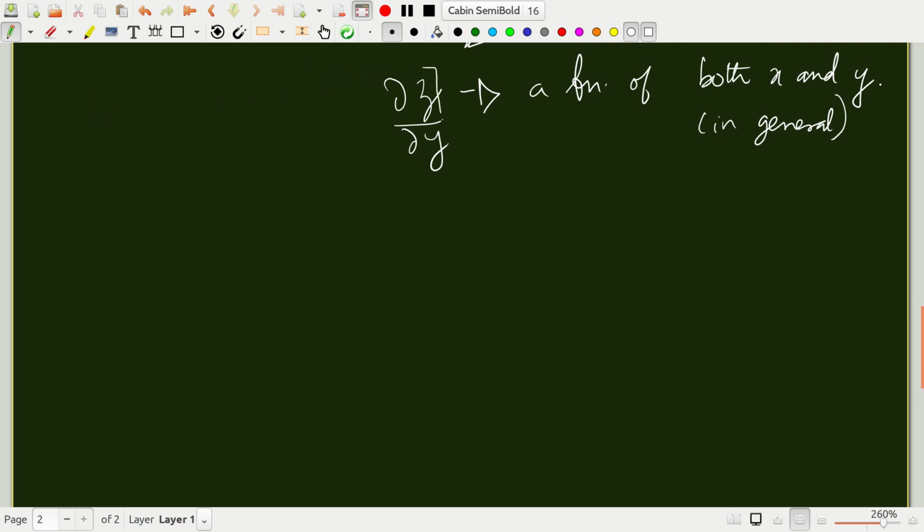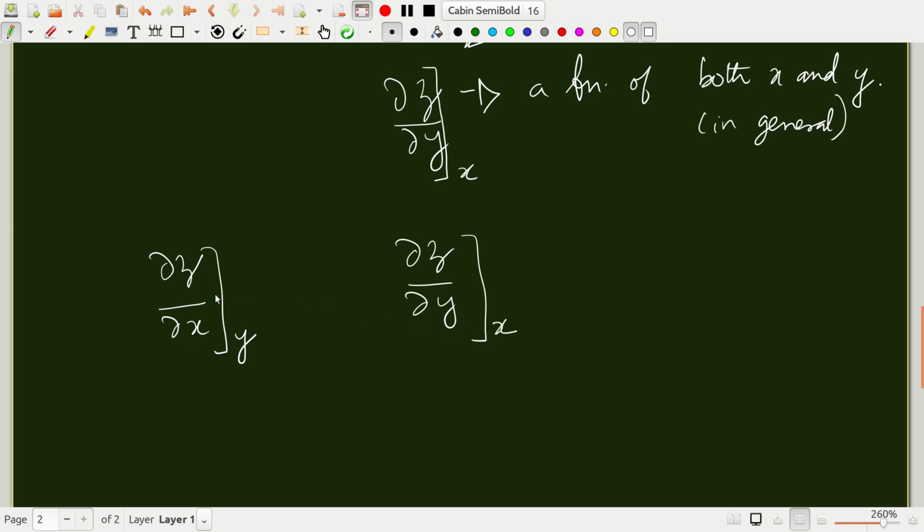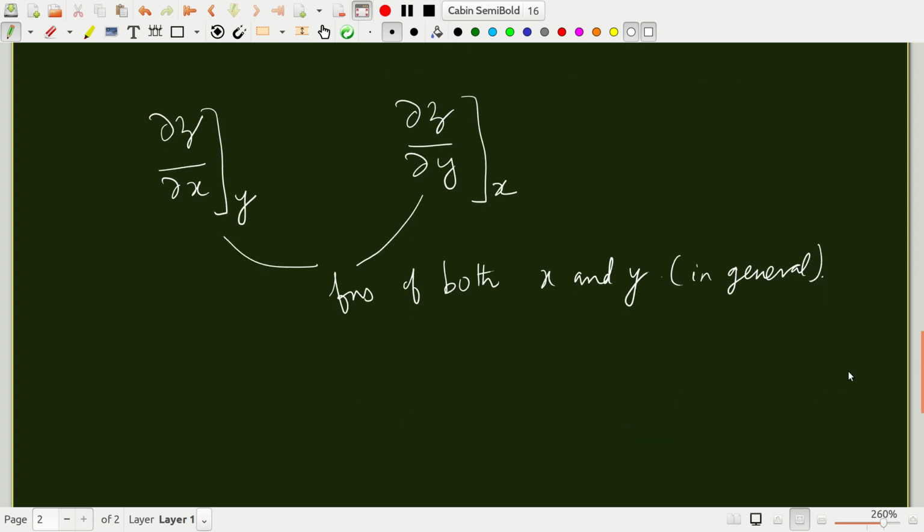So this is given at x. Similarly, you can ask the question, how does z change as a function of x for a fixed value of y? These are two different quantities or variations. One in which z is varying with y when x is kept constant, and here z is varying with x when y is kept constant. In general, these partial derivatives are functions of both the independent variables x and y. This is something that you should remember.